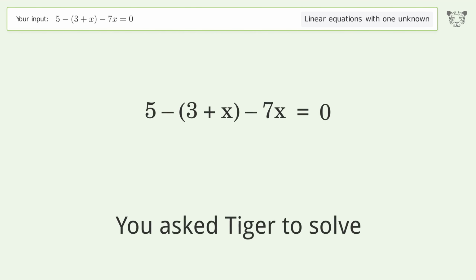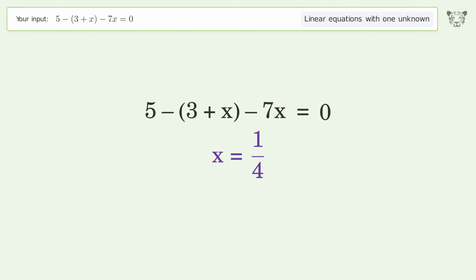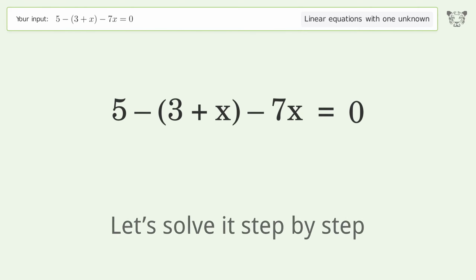You ask Tiger to solve. This deals with linear equations with one unknown. The final result is x equals 1 over 4. Let's solve it step by step.